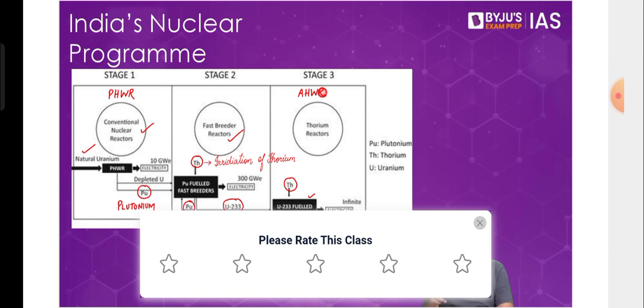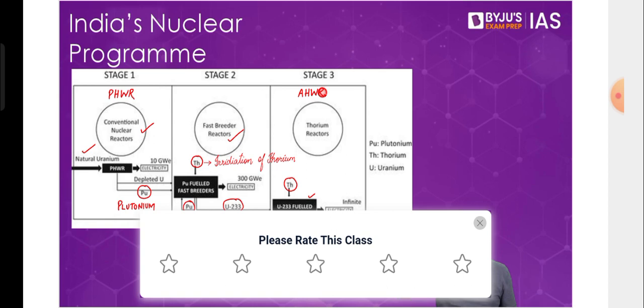Now fast breeder reactors are using plutonium. So then could we have directly started from fast breeder reactors using plutonium? The answer again is no. Why is the answer no? Because plutonium is not a natural element. Right? Plutonium is produced as a byproduct of the reactor in the first place. All right. So the pressurized heavy water reactors will produce plutonium. Plutonium will be used in fast breeder reactors.